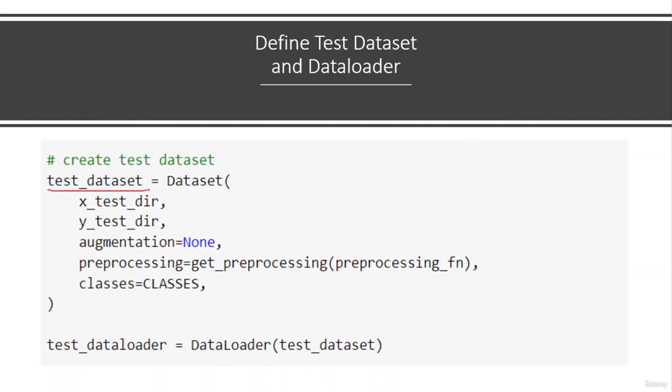You can see the test data, and we have passed the test original images and the corresponding test masks. And here you can see the augmentation parameter is equal to none because it's test data, so we will not augment the data. In the pre-processing, we have passed the pre-processing function and the number of classes. And in the test data loader, we have passed the test dataset.